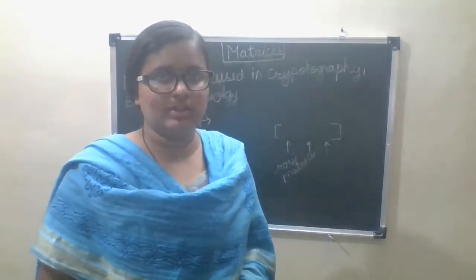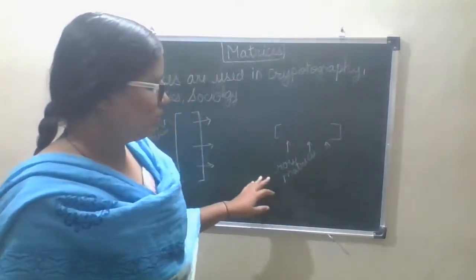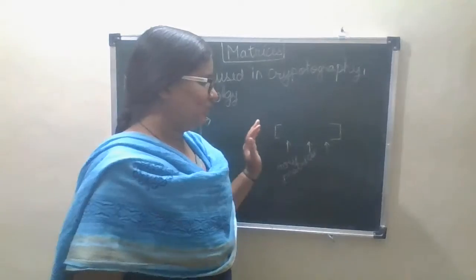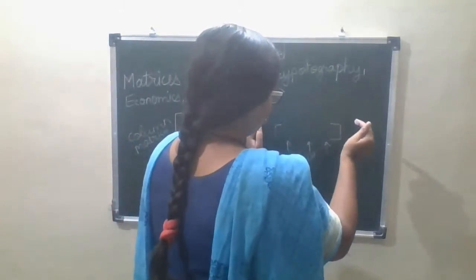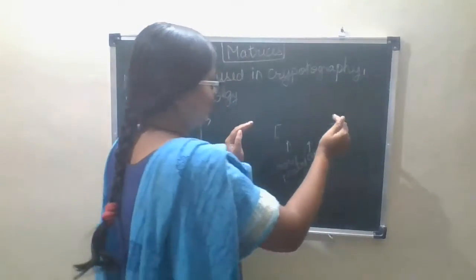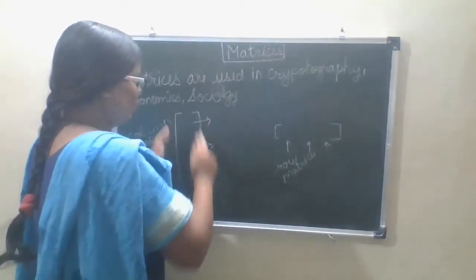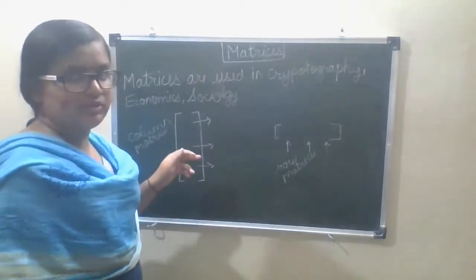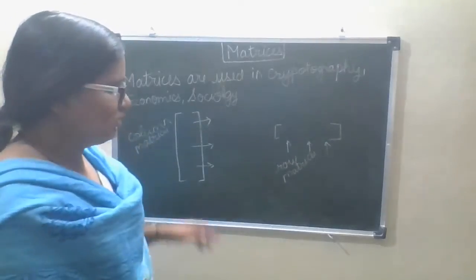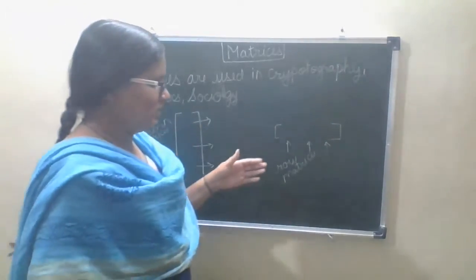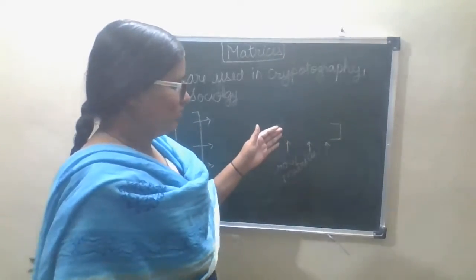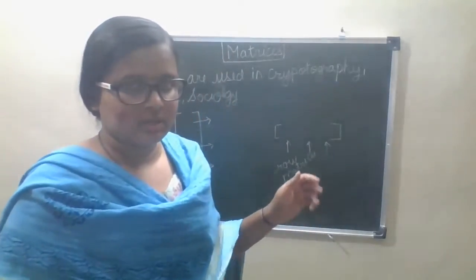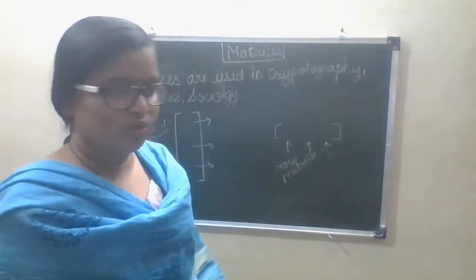Matrices means really what? This is a row matrix. The elements are aligned in this way. This is a column matrix. Here the elements are arranged one after the other, so it is called a column matrix. This is called a row matrix.